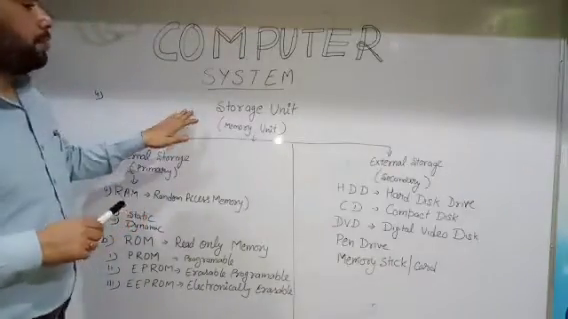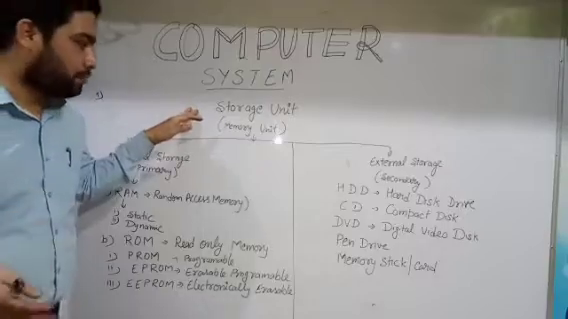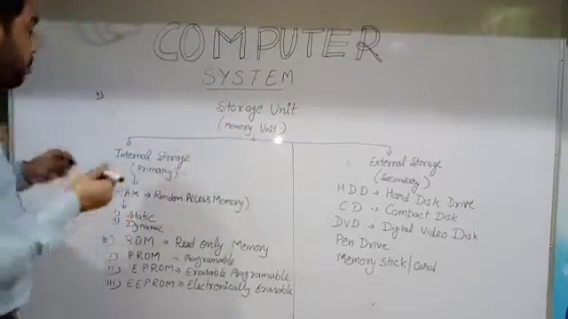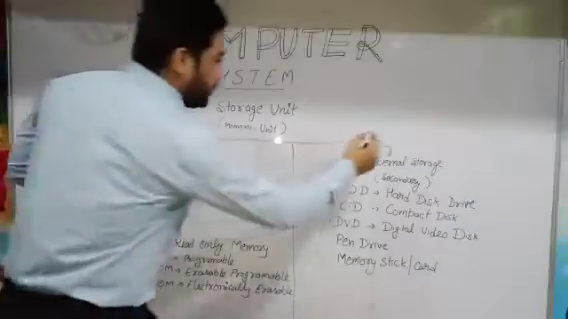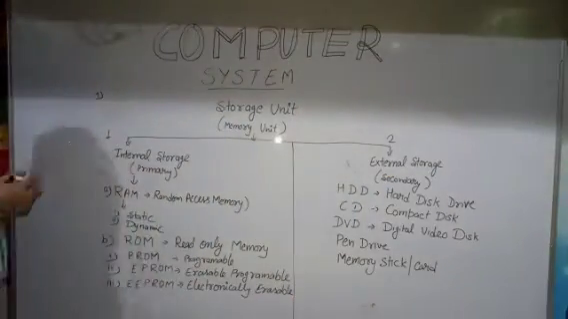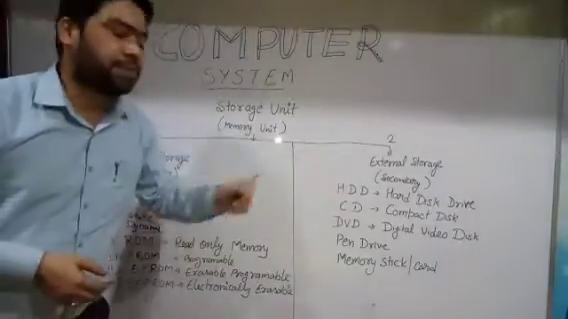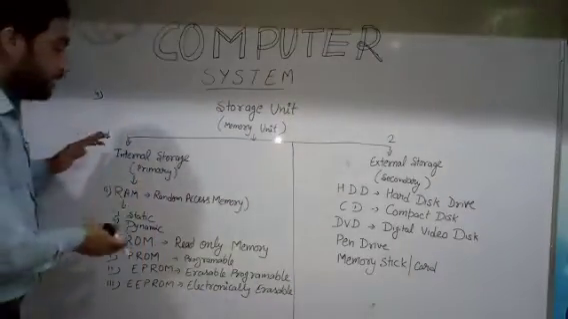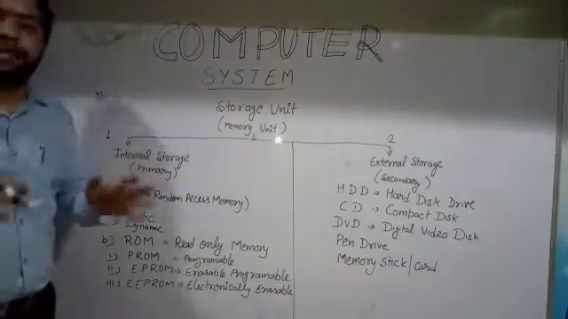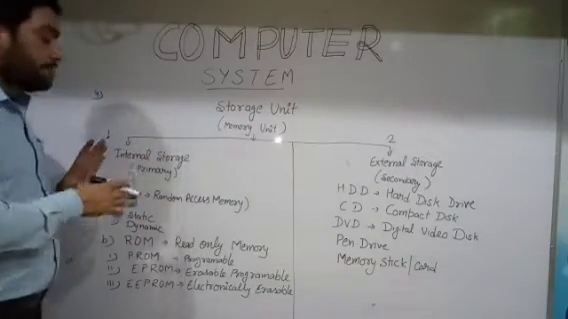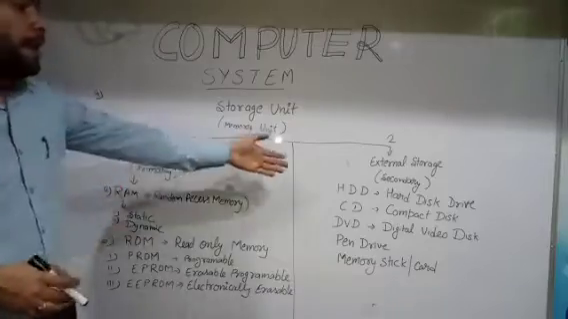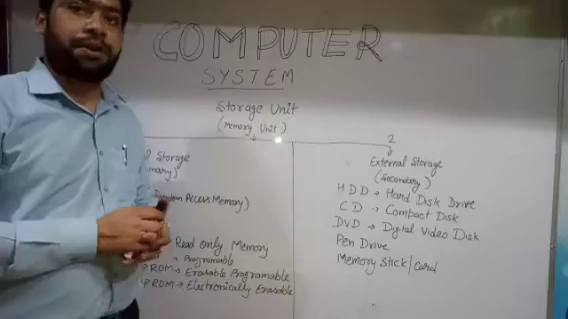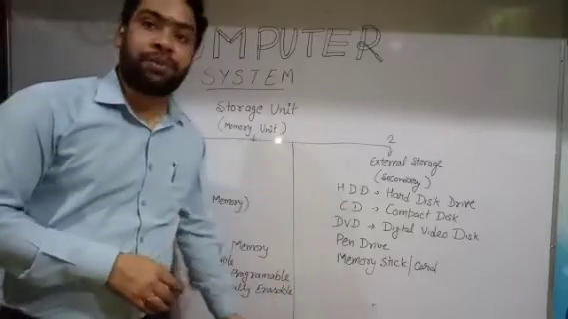So now the storage unit, our next point. The storage unit is also called memory unit. There are two parts of storage unit. First one, internal storage. Second one, external storage. What does it mean? Internal storage means the memory which is part of the computer system itself. That is called internal storage or primary storage. The external memory means what we put outside the computer, that is called external storage.